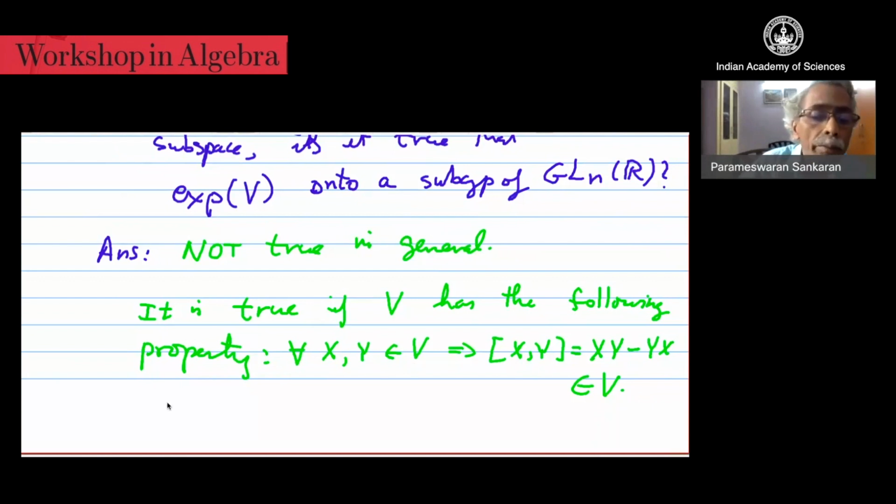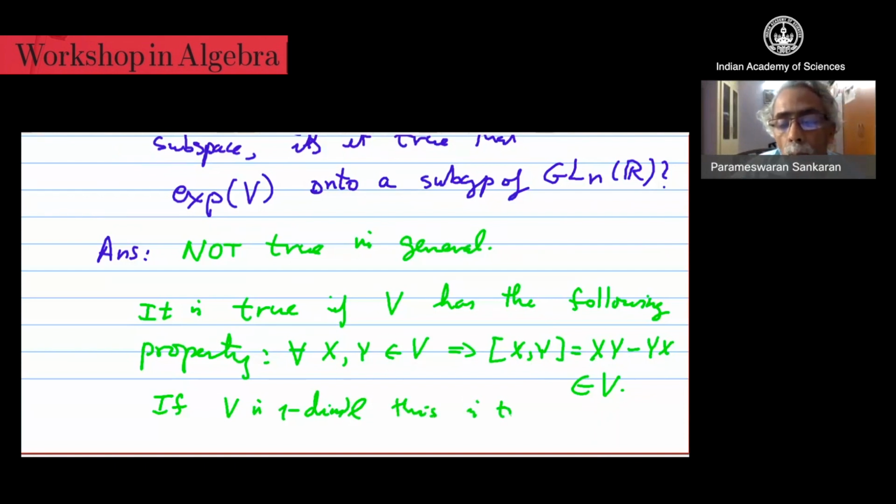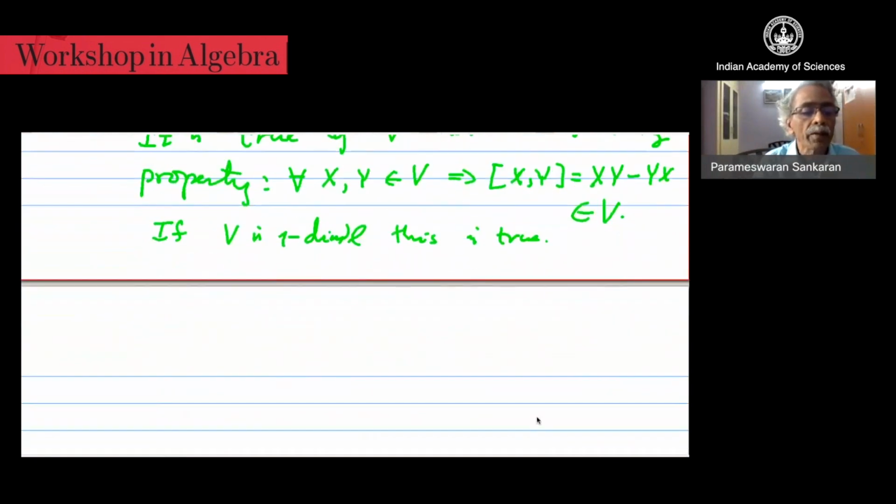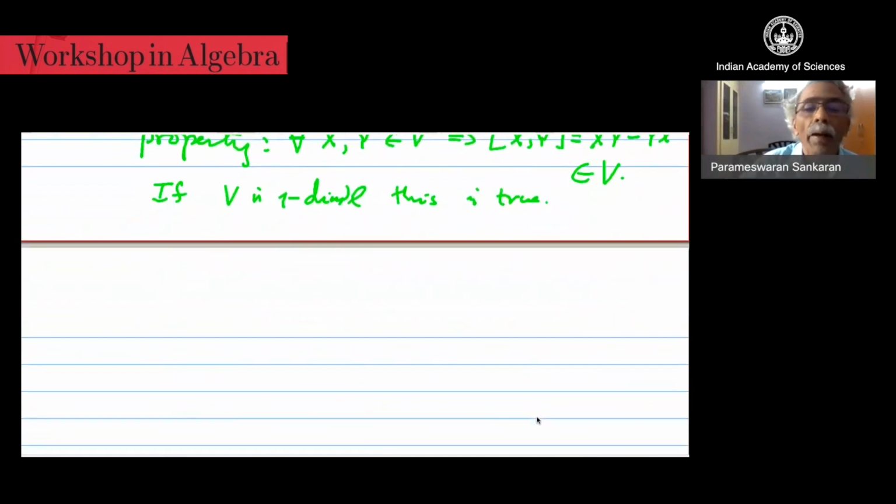In particular, if V is one-dimensional, this is always true because everything is a multiple of a single A. So XY minus YX is 0. One-dimensional, this is true. And you can go home. So that's my next exercise for today.